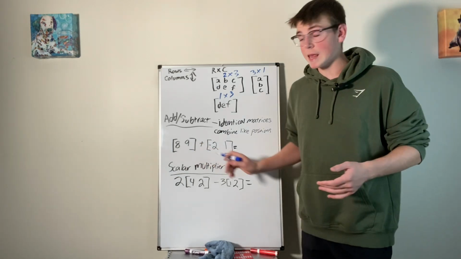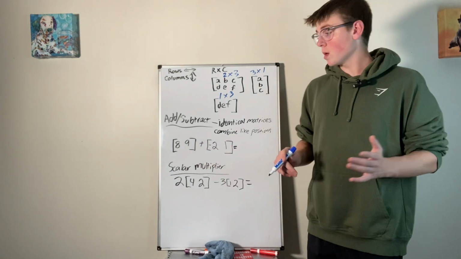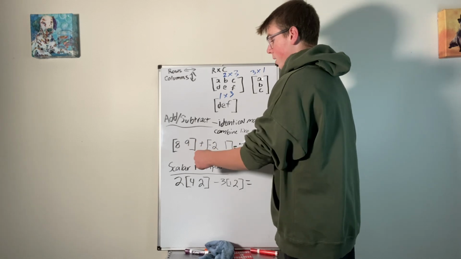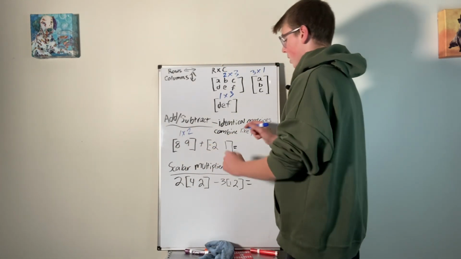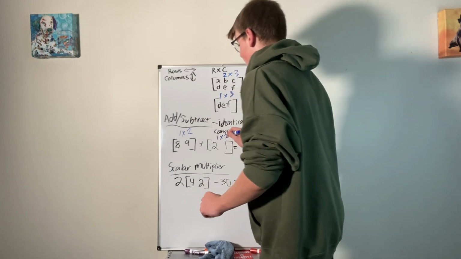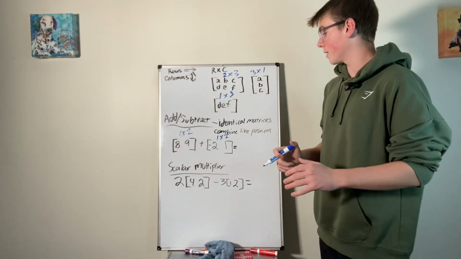Then all you do is combine the like positions. First, let's name these two and see if they're the same. There is one row and 2 columns, so this is a 1 by 2. And then there's one row, 2 columns, so this is a 1 by 2. So yes, we can add these two together.